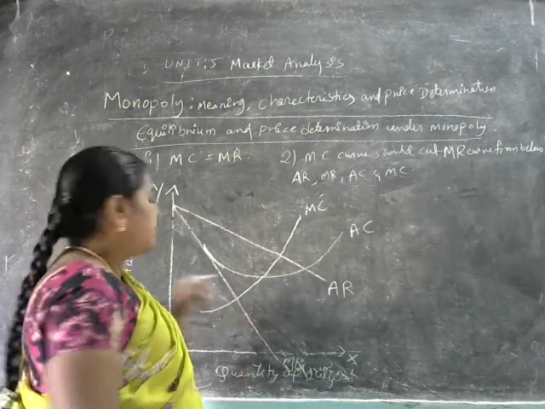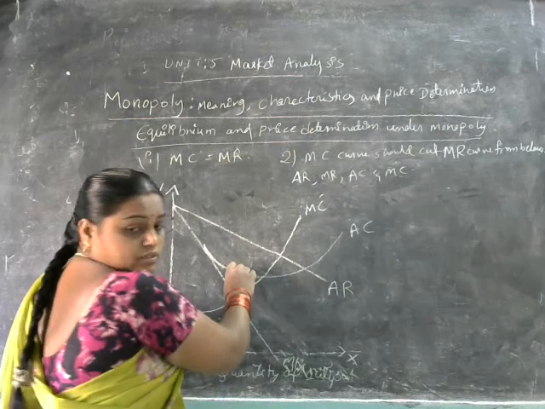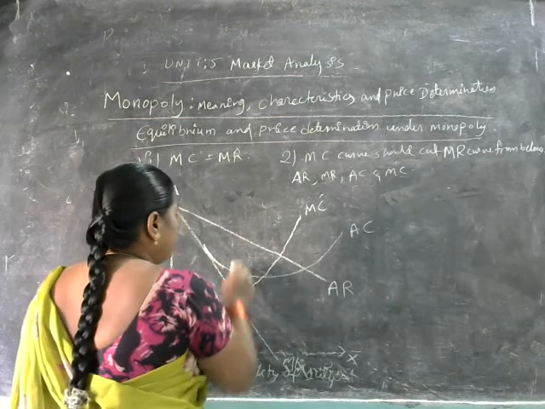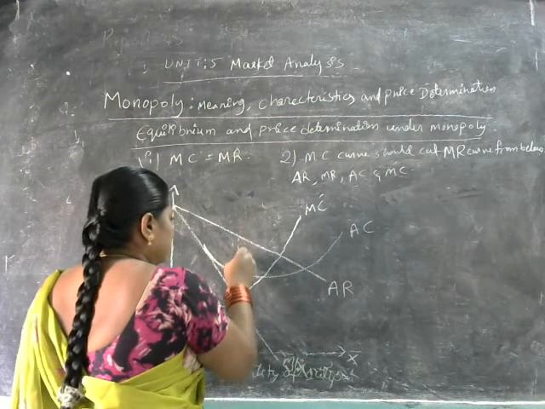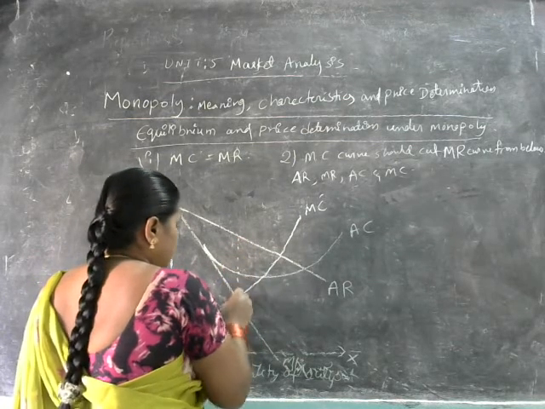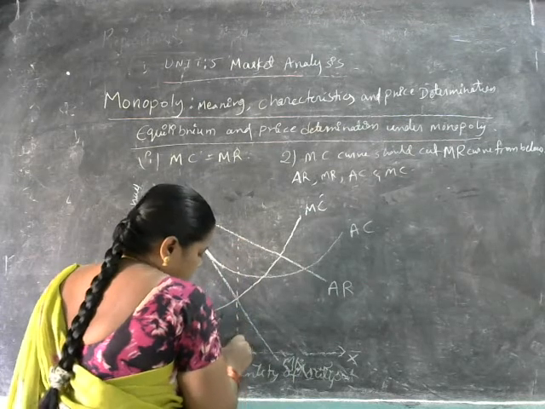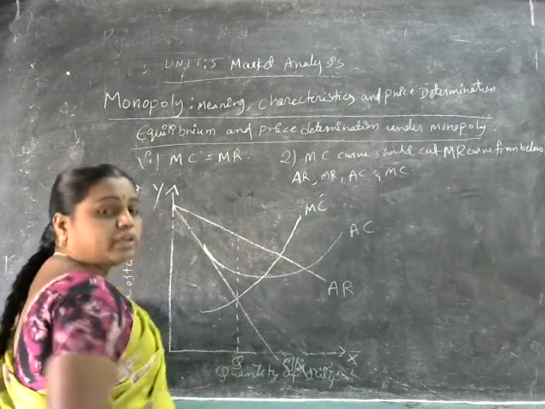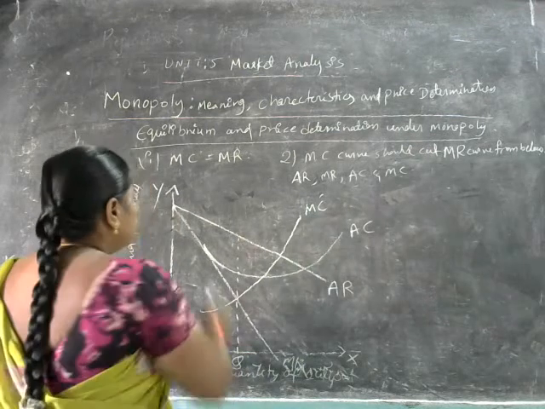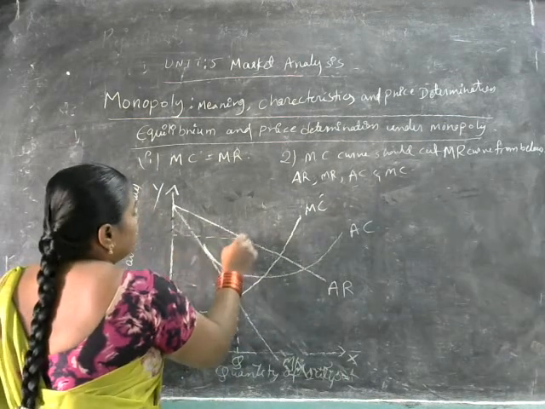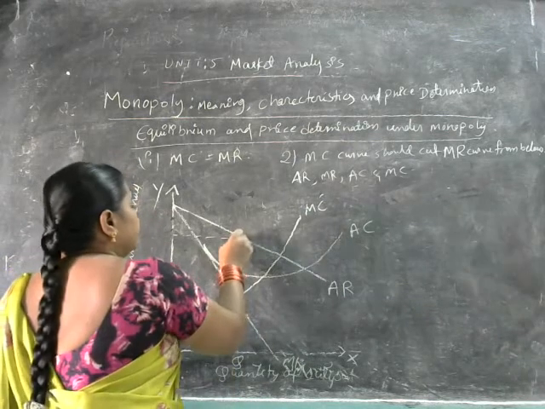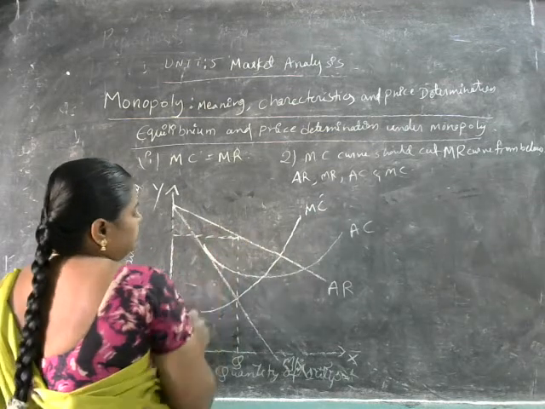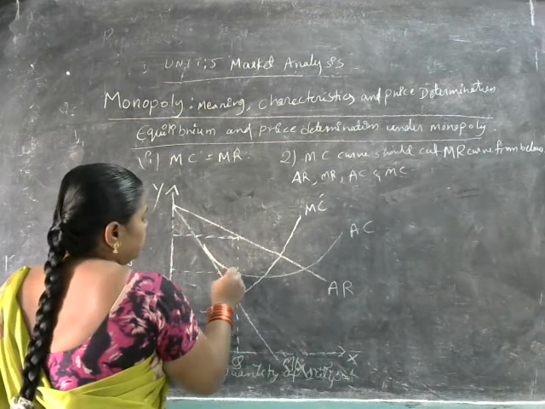So now we are fixing the point. This is the point, and this is the OQ level of output. From here to here we are going to join, and from here to here.